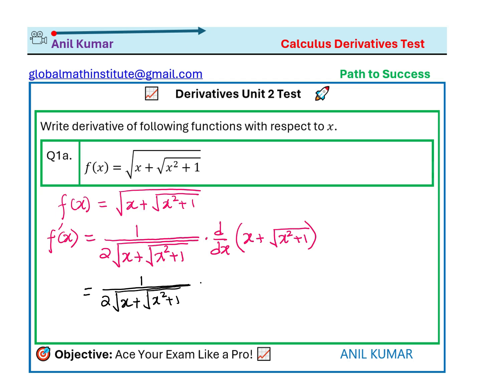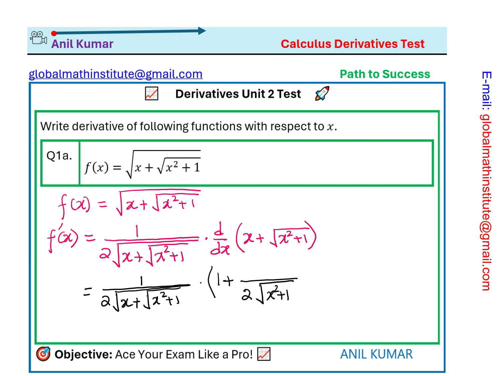And what is the derivative of this function? Derivative of this is x, derivative is 1. And again, we have a square root, right? So the square root will be in the denominator. We'll write 2 times square root of x squared plus 1. And we have to multiply it once again with the derivative of the inside function.